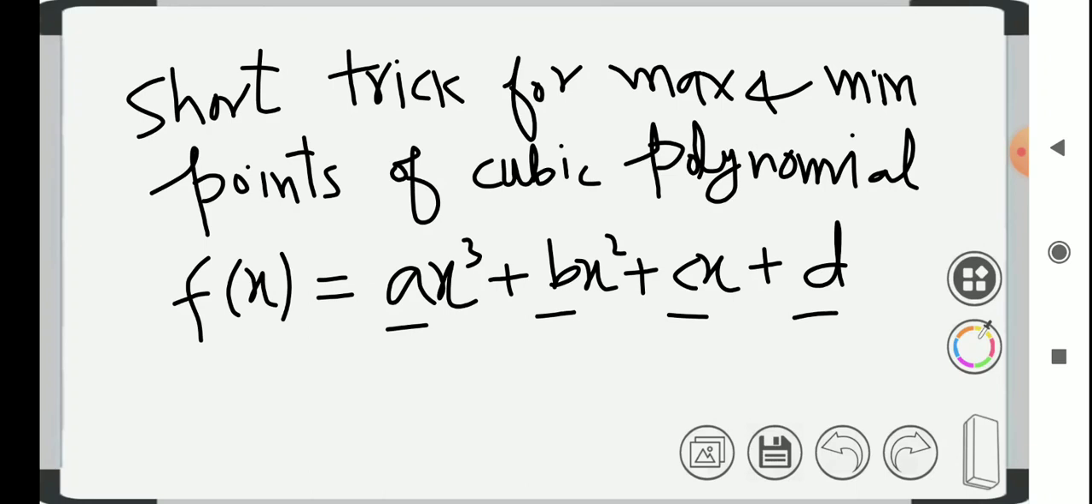I am assuming that you might have already gone through the calculus portion of mathematics, where you know the first derivative test and second derivative test. We will use here the second derivative test in order to maximize this cubic polynomial. I am assuming that you already know how we use those tests in order to determine the maximize and minimize points.